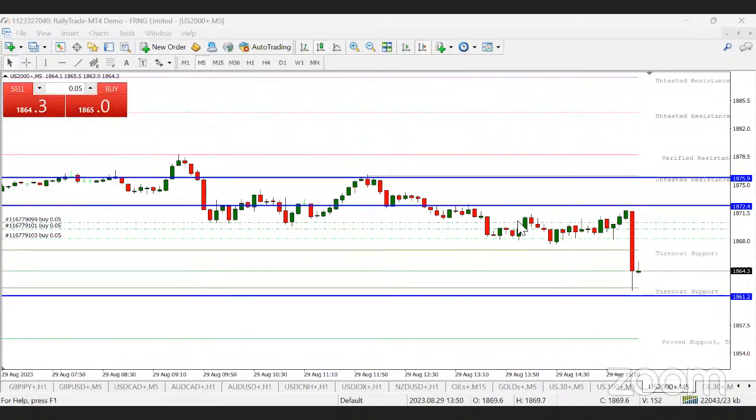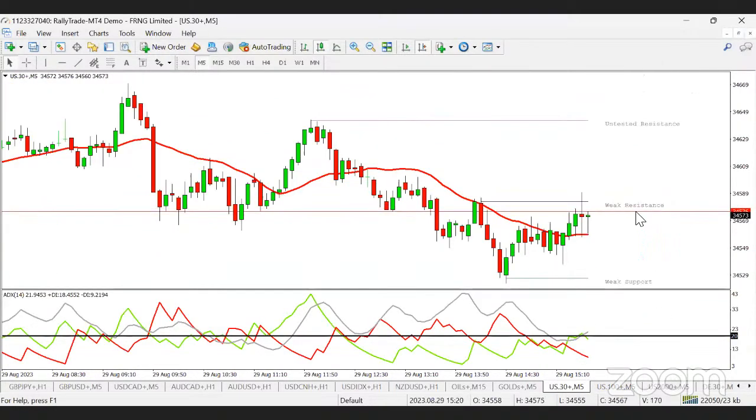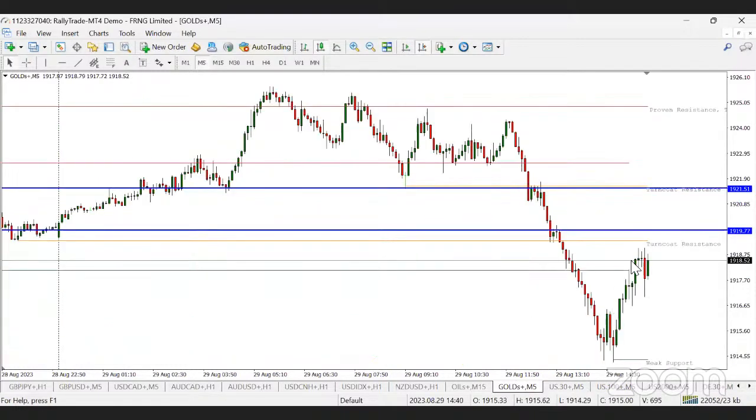But for this afternoon, on US 2000, I'll be going in for a buy, just like US 100. Look at US 100 flying all the way up. US 30 is also going to be doing the same thing. For gold, I see gold going up. That's why I gave you only one entry, only a buy position for gold, which is at price 1919.77, and the take profit is 1921.51.